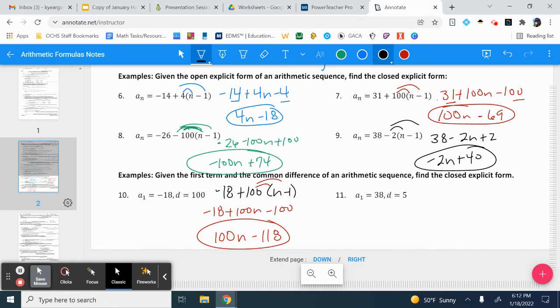For number 11, first term is 38. We add that to the common difference of 5 times n minus 1. Remember, you have to have it open before you can close it. So I distribute the 5. We get 38 plus 5n minus 5. Combine like terms, 33 plus 5n.